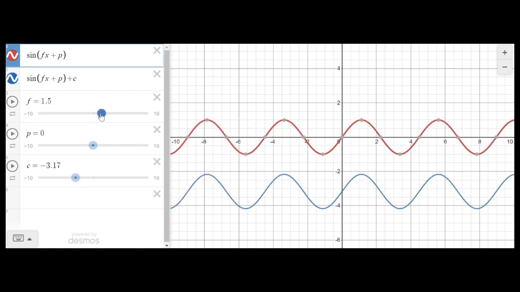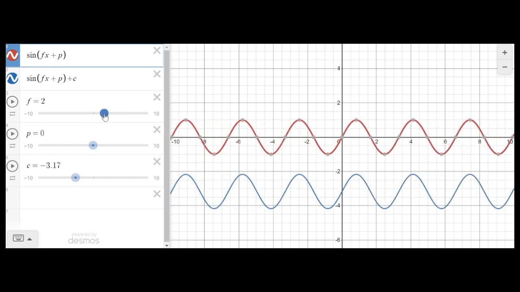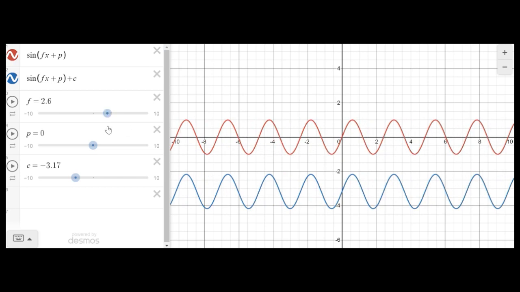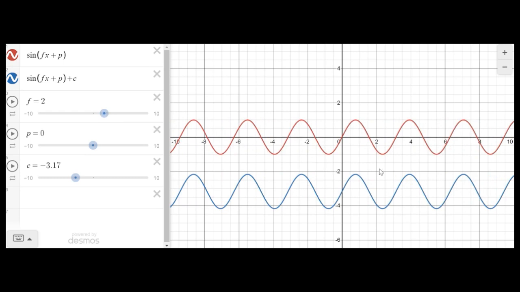If I increase the frequency, earlier my frequency was 1. Now let us increase the frequency a little bit. Let us keep it at 2. Let us double the frequency. It starts from here and now it completes one cycle here at 0. So what you have noticed is that it has completed this cycle faster as compared to your previous case. So the rate at which it completes this cycle is known as your frequency.